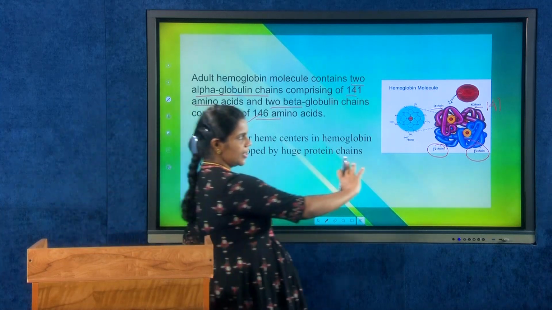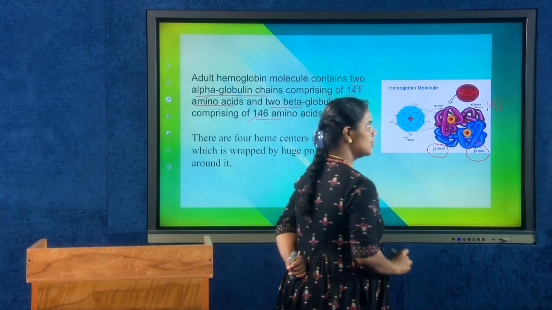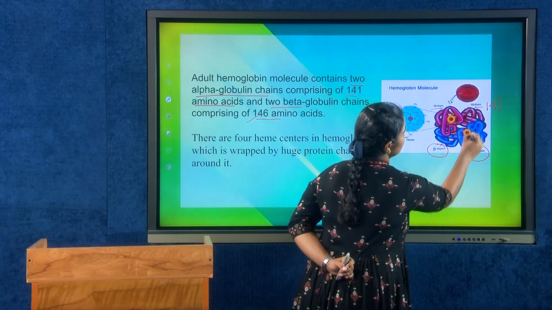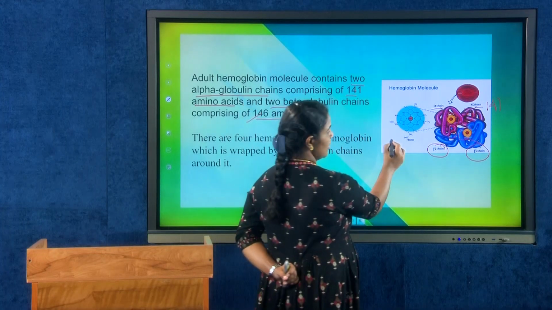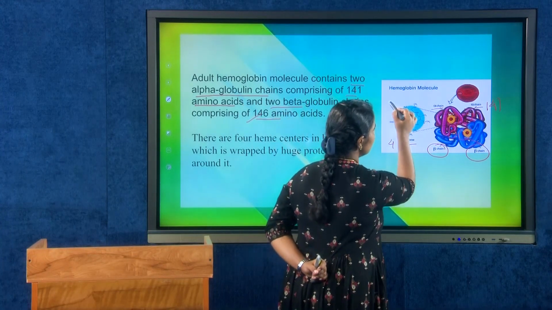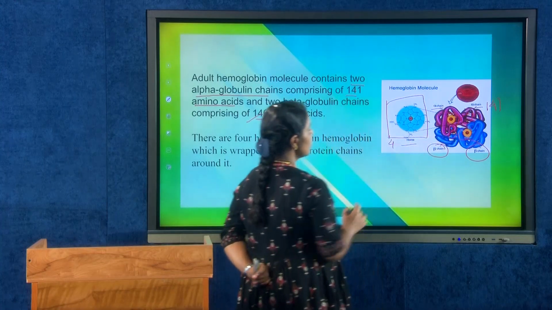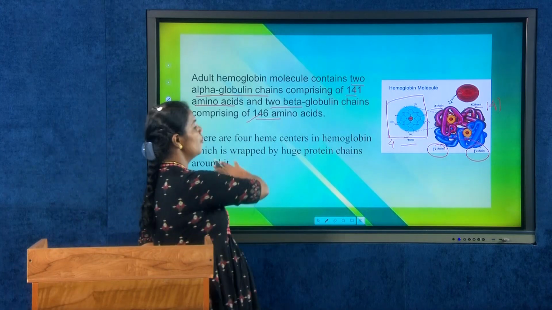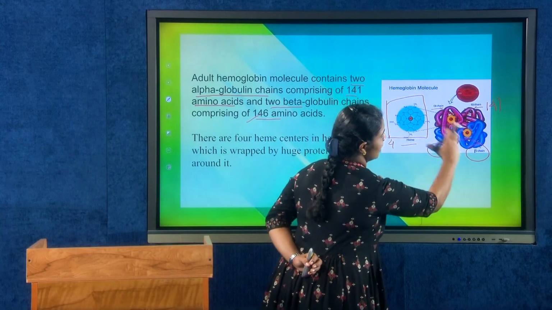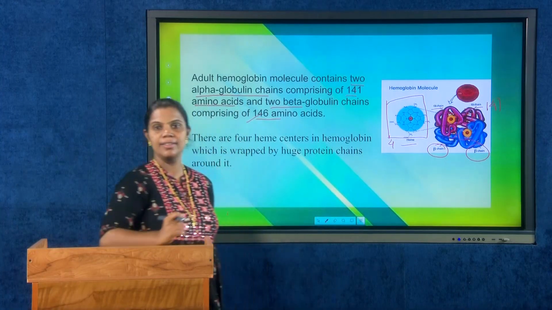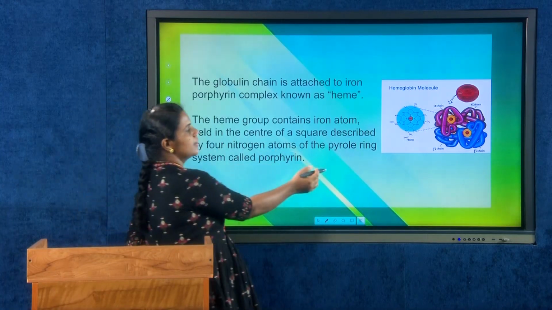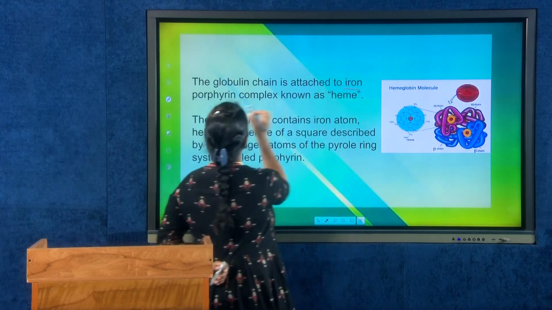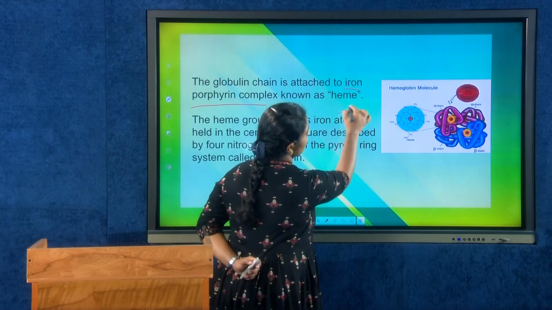In the tetramer structure, we also have 4 heme units. Here you can see there are 4 heme units. This is the heme unit. We have 4 heme units, or the 4 active centers of hemoglobin, which are wrapped outside by the protein chain. The globin chain is attached to the iron porphyrin complex known as heme.